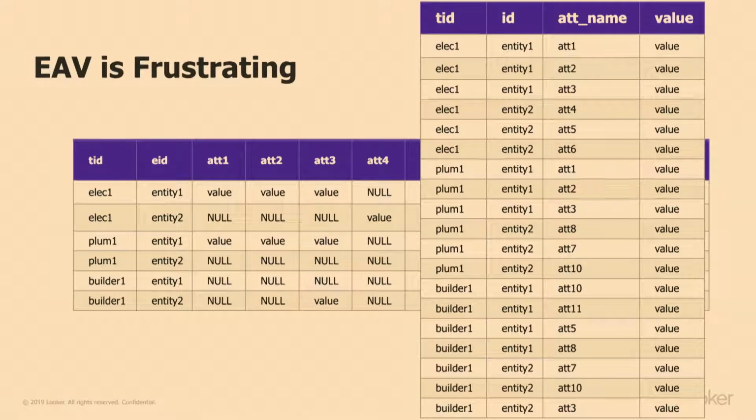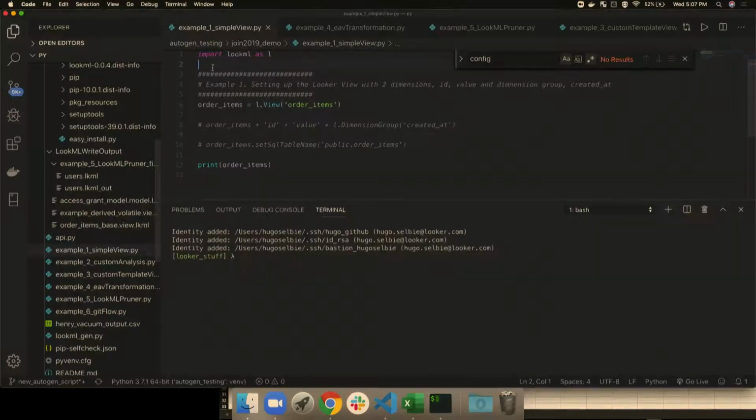But remember, we're not storing it like this. We're storing it like this, so we always have to do that transformation. And that's frustrating, because when we're generating LookML, now we have to write this transformation. We can't just write a standard view. So now we're going into derived table territory. But I'm getting a bit ahead of myself. Let's first generate a view just to prove that we can.